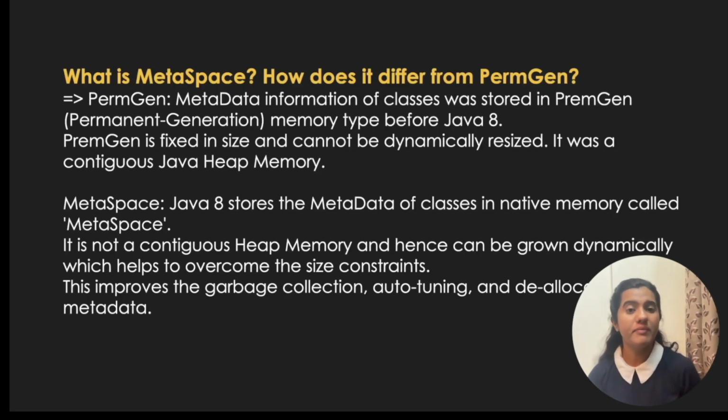Next is, what is Metaspace? How does it differ from permanent generation memory? Before Java 8, we were using permanent generation memory to store the metadata of a class. But it has a fixed size, so we can't increase it. Java 8 introduced Metaspace. It is used to store the metadata of a class and it is not a part of the actual Java heap space, so we can increase it dynamically. This improves garbage collection, auto-tuning, and also offers deallocation of metadata.